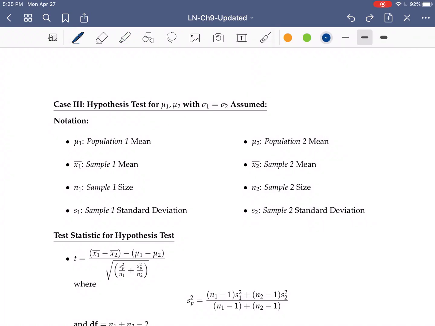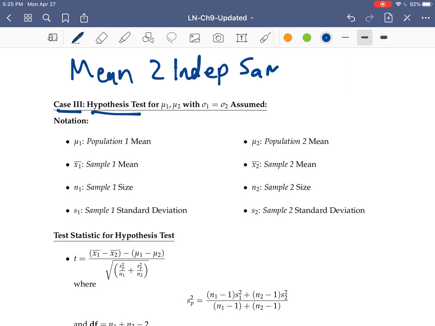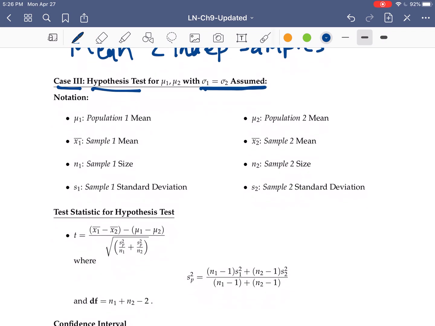In this video, we're going to take a look at our third case for dealing with a hypothesis test for a mean. We have two independent samples. Here we're going to say we don't know the value of sigma 1 and sigma 2, the two population standard deviations. We don't know them, but we believe they have the same value. And so sometimes this is a reasonable assumption.